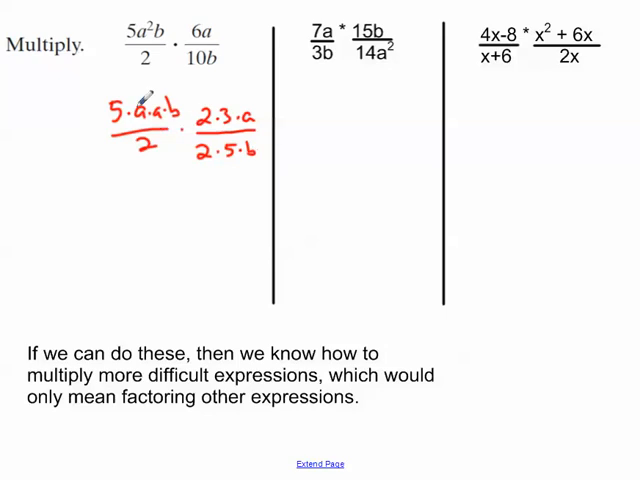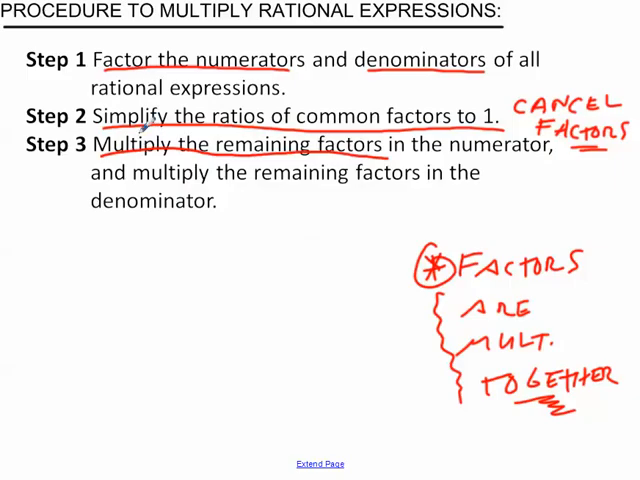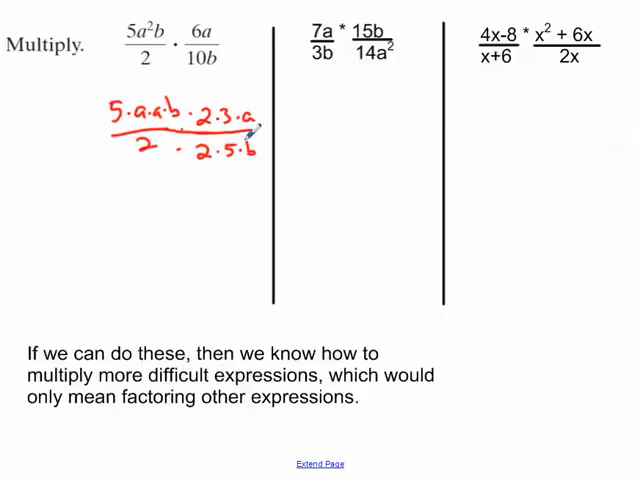And now we've got all this stuff multiplied together in our numerator, and all this stuff multiplied together in our denominator. We can make one big numerator and one big denominator, and say all these are factors multiplied together. Step number 1 was factor the numerators and denominators. We just did that. Now we simplify the ratios of common factors, or cancel factors. And remember that factors are things that multiply together. So now we look and cancel factors.